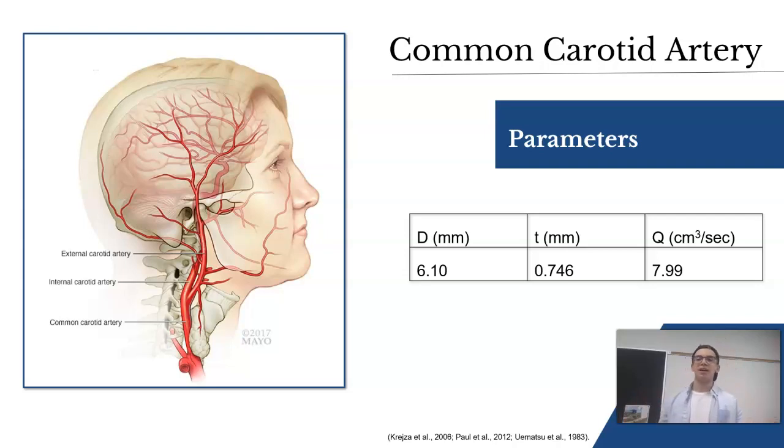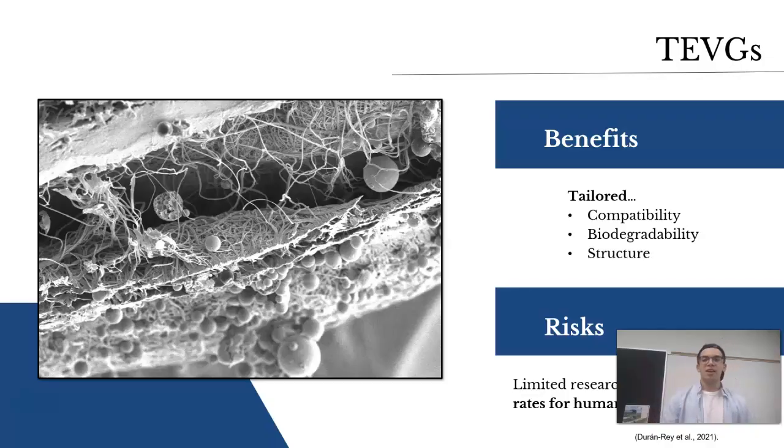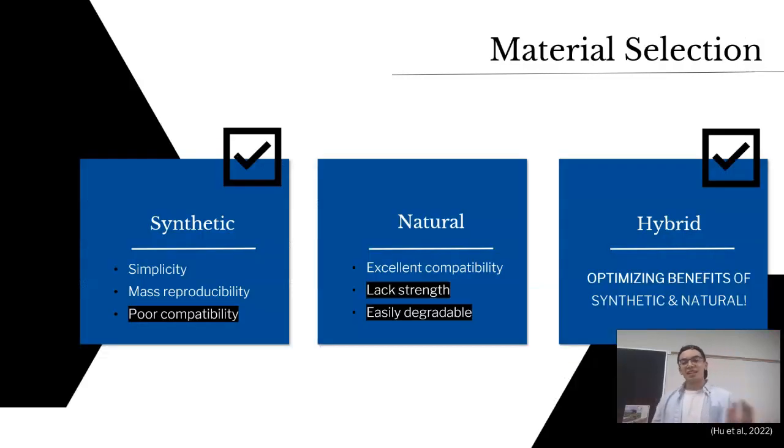So in terms of building my model for the CCA, the parameters were relatively straightforward. Found my diameter, my thickness, and my flow rates for the average male. Before building this model, however, I had to limit some material options. Here, TEVG, synthetic, natural, and hybrid were the alternatives. From the get-go, TEVGs did have those very strong benefits of tailored compatibility, biodegradability, and structure, but the risks did outweigh the benefits in this case, as there was limited research, and from reported studies, very high failure rates for human use. So that left synthetic, natural, and hybrid.